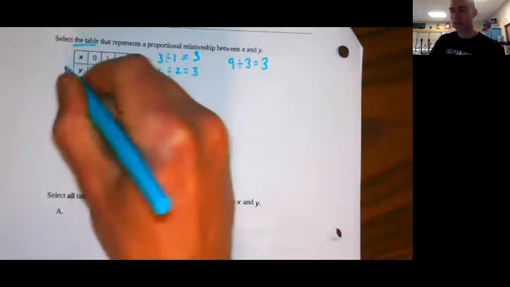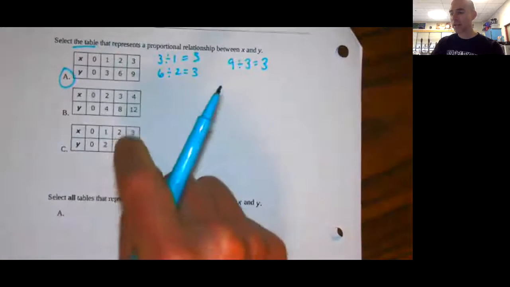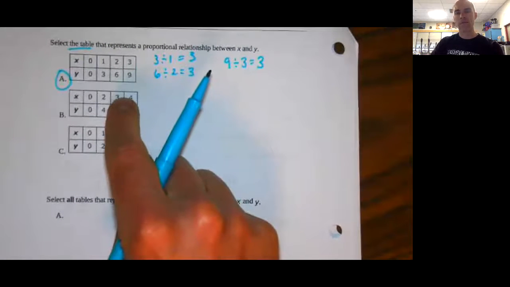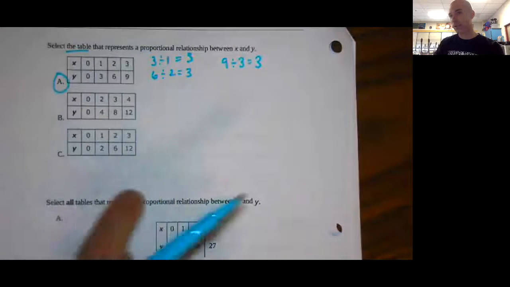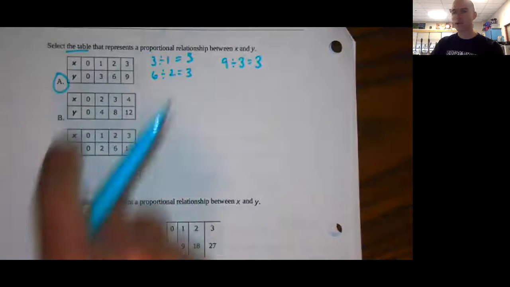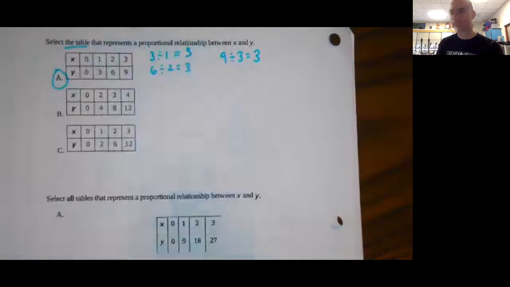This one is proportional. If you wanted to be very thorough in your work, you could go and check the other two, but I'm pretty confident that they're not going to turn out proportional. In fact, I can tell just by glancing at them real quick, but I'm also confident because I know that there's only supposed to be one to select.